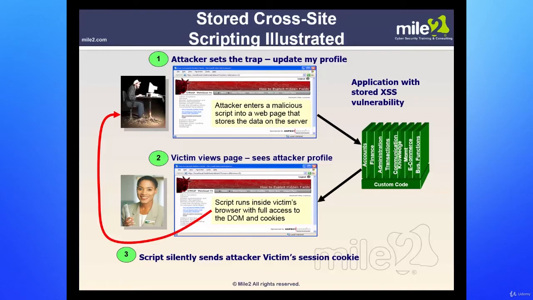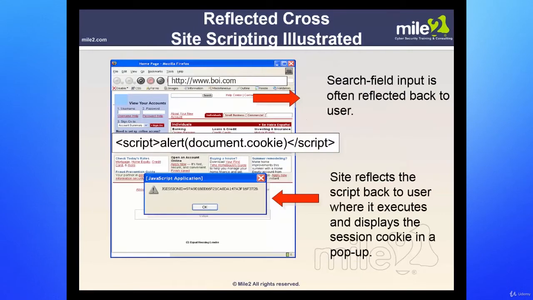We went through the explanation here just a few moments ago. Just know that it is the more dangerous type of the two, the non-reflected versus the reflected type. All right, and here is the reflected cross-site scripting illustrated. Here we have search field input, which is often reflected back to the user, coming from the browser. And of course, here the site reflects the script back to the user where it executes and displays the session cookie in a pop-up in this particular case.